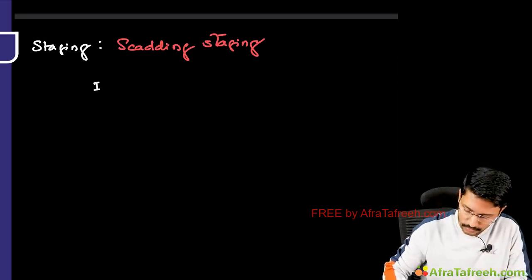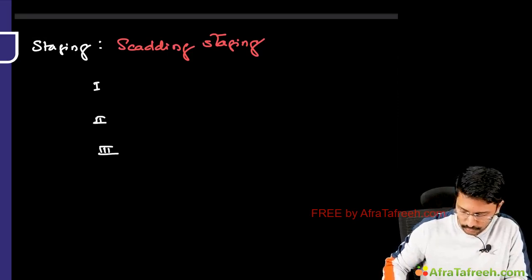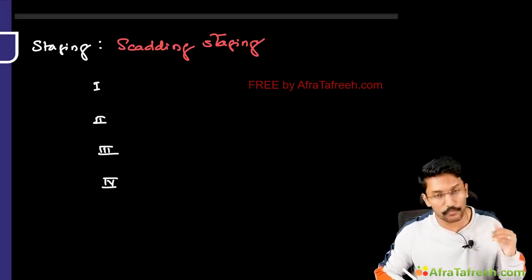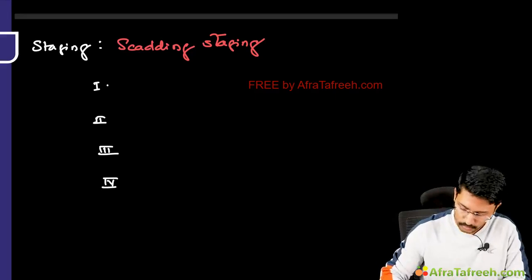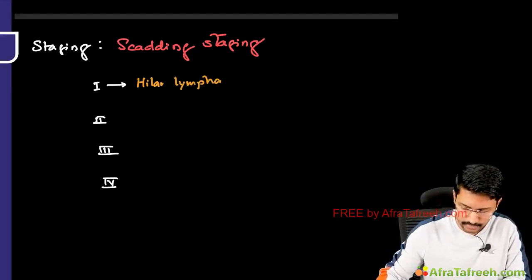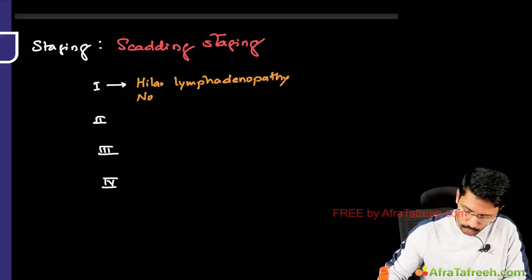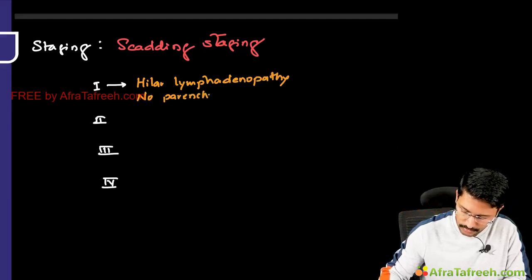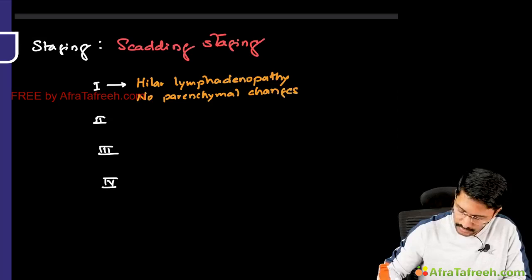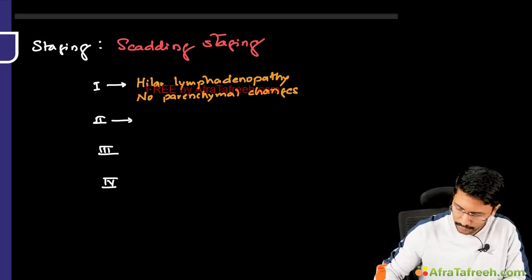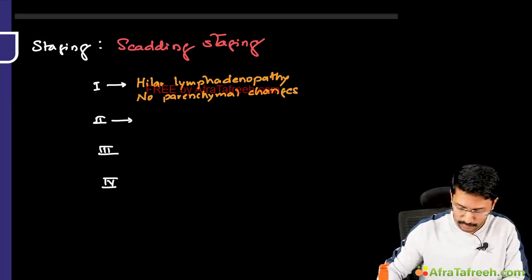So what happens in stage 1, 2, 3 and 4? Sometimes they might give you an image and ask you which stage it belongs to. Okay, so stage 1 is where you will see only hilar lymphadenopathy. That is the starting point. Hilar lymphadenopathy and no parenchymal changes. That is stage 1. What you would see in stage 2 is hilar lymphadenopathy, but in addition, now you also have lung parenchymal changes.